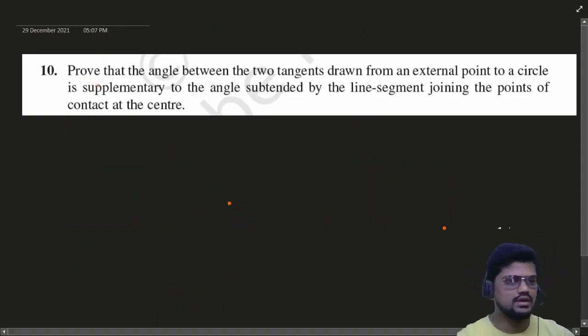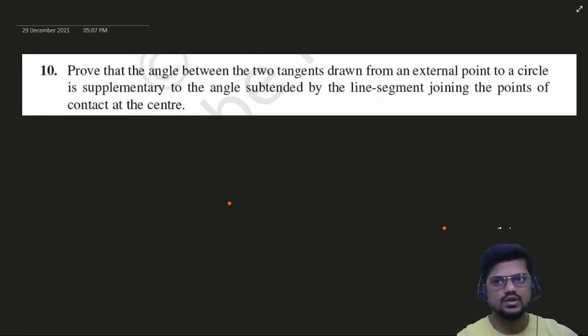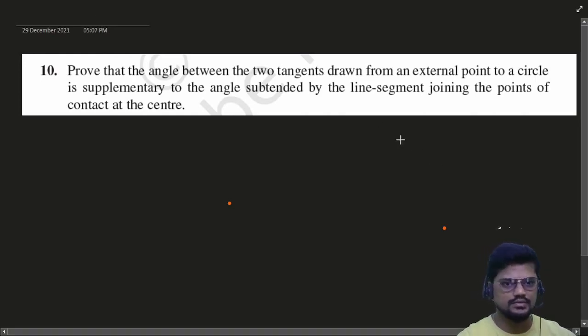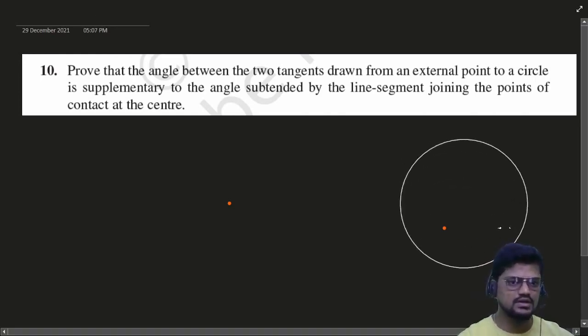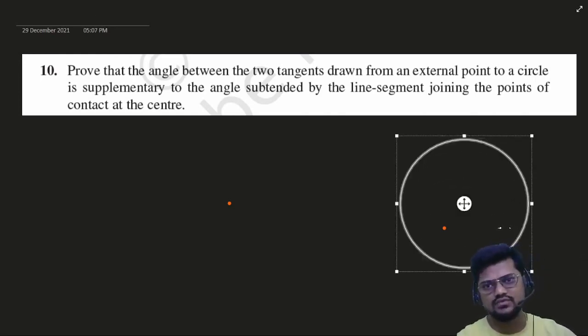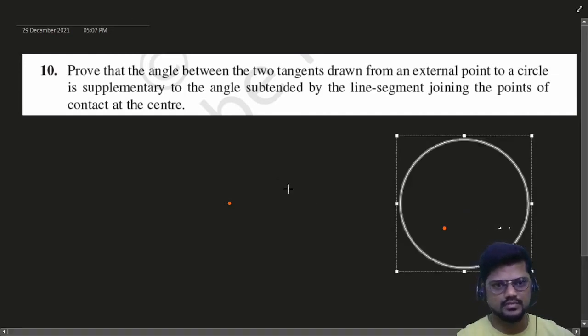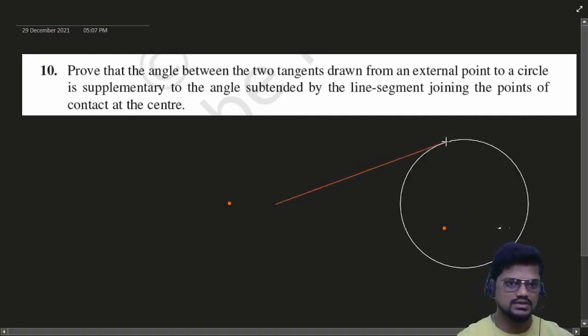Now what you have over here: prove that the angle between the two tangents drawn from an external point to a circle is supplementary to the angle subtended by the line segment joining the point of contact at the center. Now what does it mean? See over here, if this is a circle and you are drawing two tangents from the same external point, and this is the center, then what will happen?